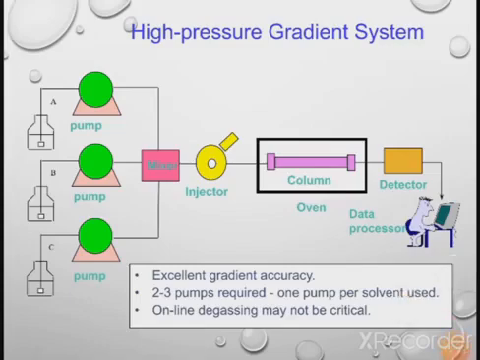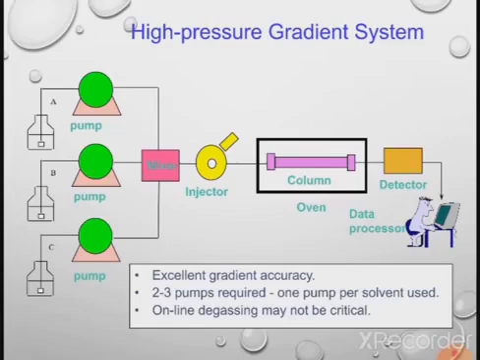Okay, so as we are seeing, the isocratic and gradient system. In the isocratic system we are using a single pump and a single reservoir. In the gradient system, at low pressure we are using multiple reservoirs with a single pump, and in the high pressure gradient system we are using multiple reservoirs with multiple pumps.